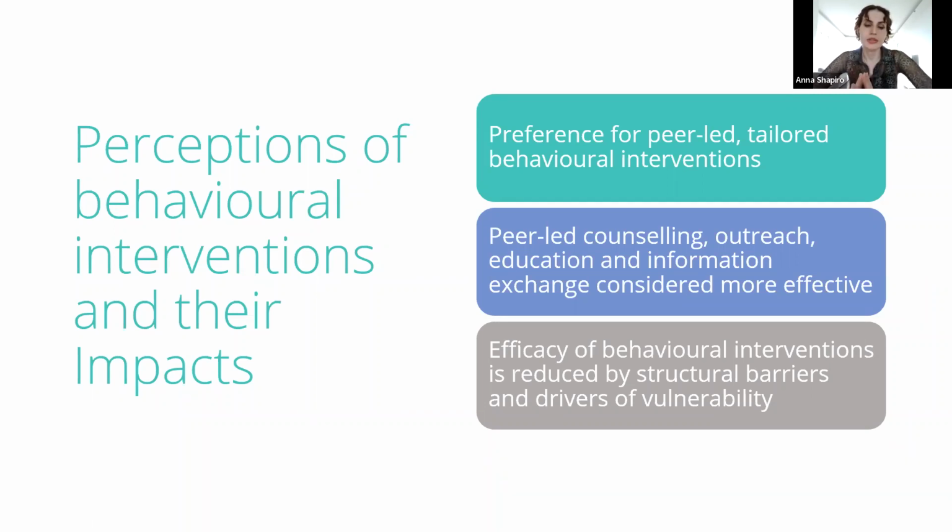That said, participants did note that the efficacy of behavioral interventions can be greatly reduced by structural barriers and drivers of vulnerability. For example, participants from the NSWP network noted that behavioral interventions aimed at getting sex workers to use condoms more consistently can't be fully effective when those same condoms are then used as evidence to arrest sex workers. So it's really hard to fully judge the impacts of behavioral interventions without looking at the structural barriers as well.